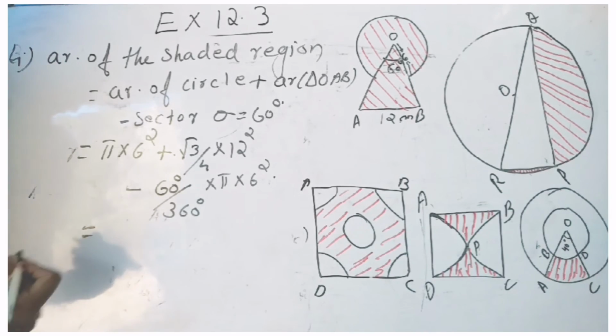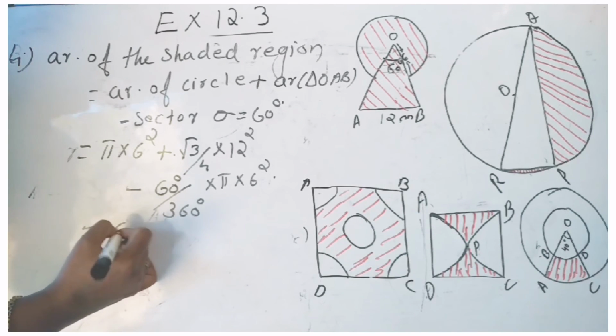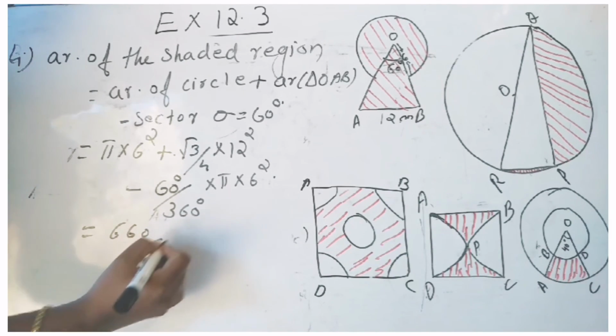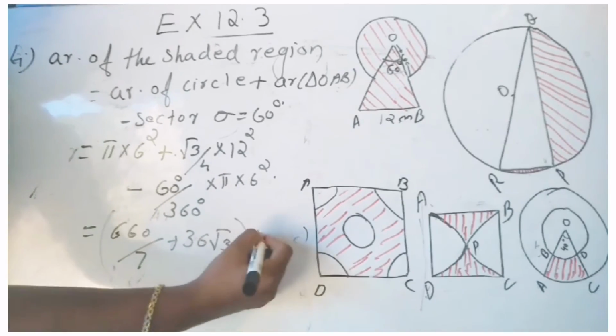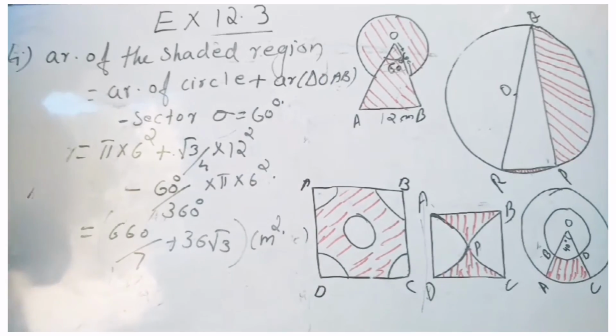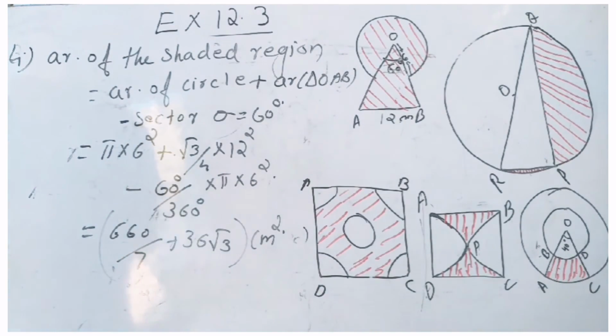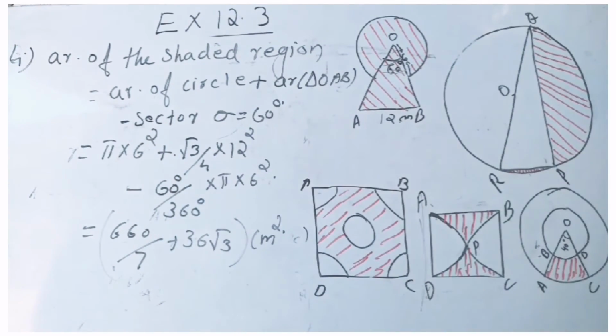This is equal to 660 divided by 7 plus 36 √3 centimeter square. √3 value is not given in the question, so we will keep that √3 there. So the area of the shaded region is equal to 660 divided by 7 plus 36 √3 centimeter square.